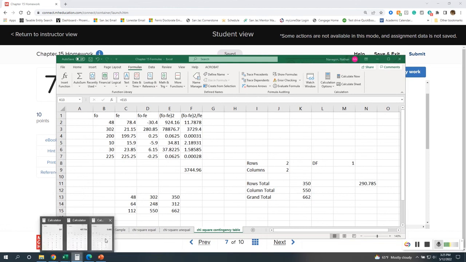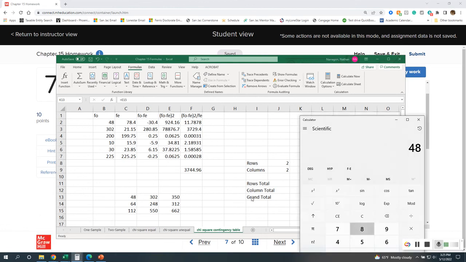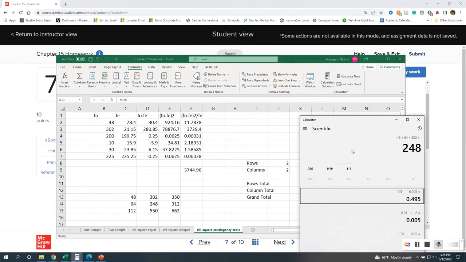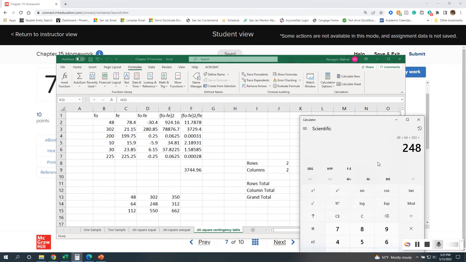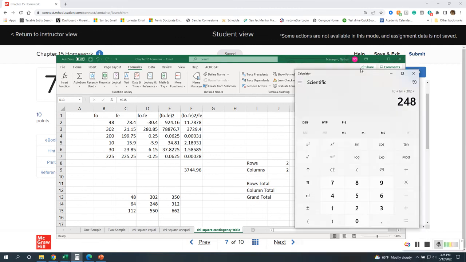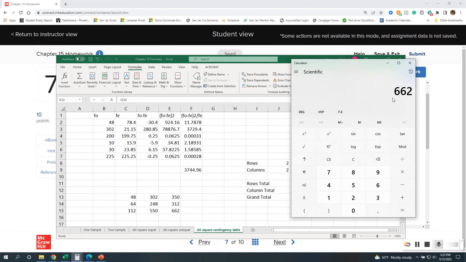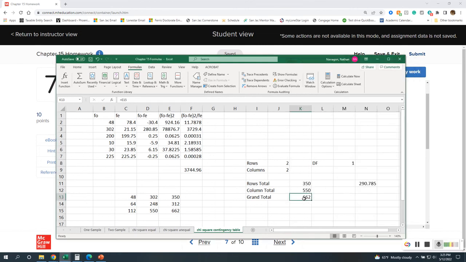Yeah, for some reason it did not do grand total. I did not put in that formula. But it is the total of all of them. So it should be 662.